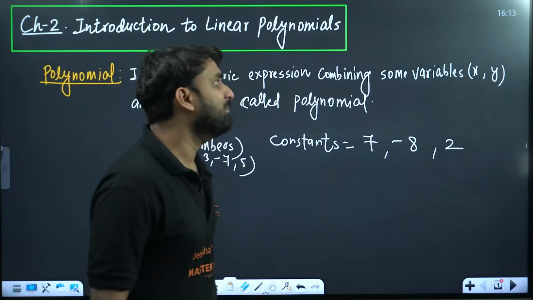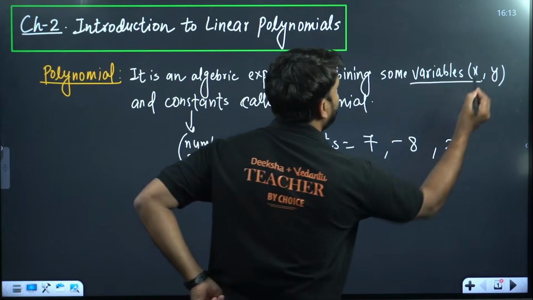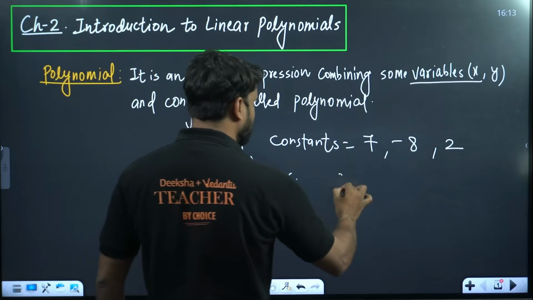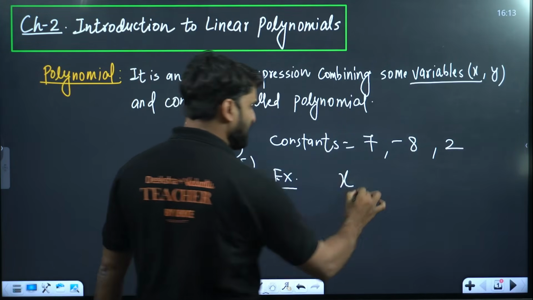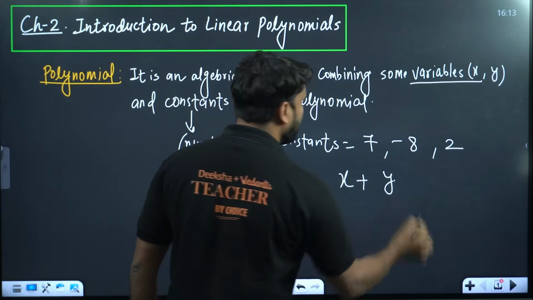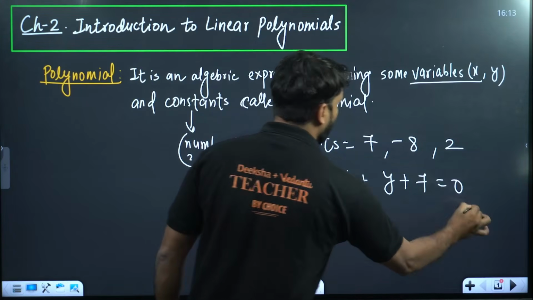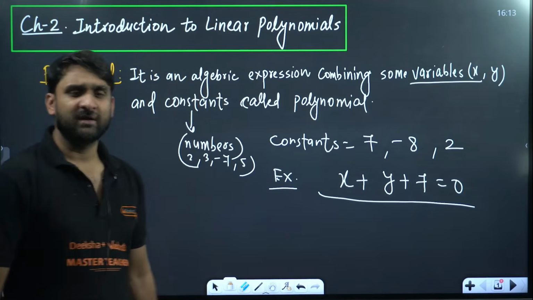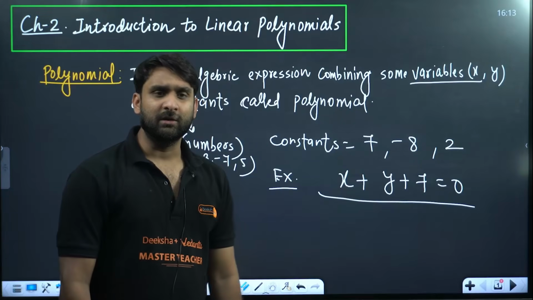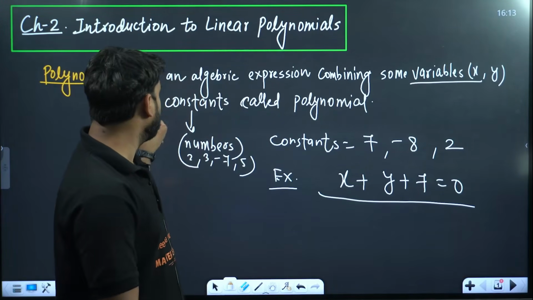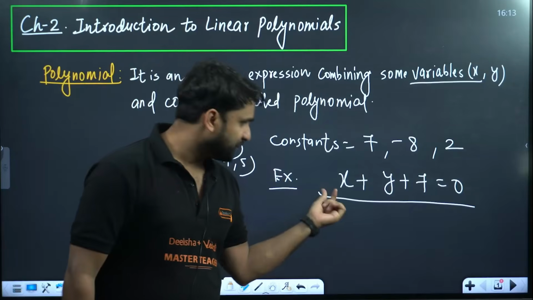So when we combine a few variables, for example, let's say I'm taking variable x plus I'm taking here one more variable y, and I'm taking a number a equals to 0. Oh my god, look, this is an example of polynomial, because the definition is it is an algebraic expression combining some variables and constants, called polynomial. So this is a polynomial.